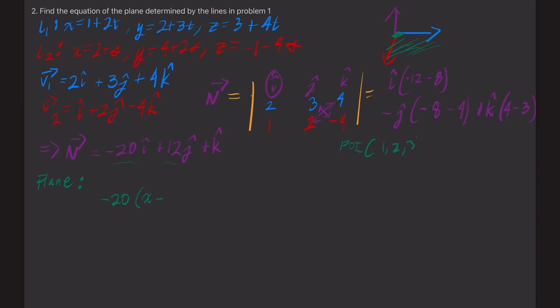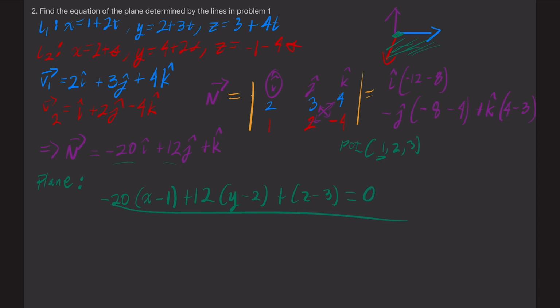So to define our plane fully, we are going to have our coefficient of our normal vector in the x direction in this example. So negative 20 times the quantity x minus this x value from this point of intersection. So x minus 1. And then plus 12 times y minus 2, plus 1, because it's just 1k, times z minus 3 equals 0. And then that is our plane.